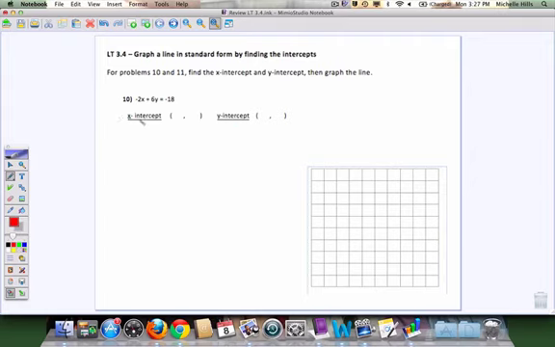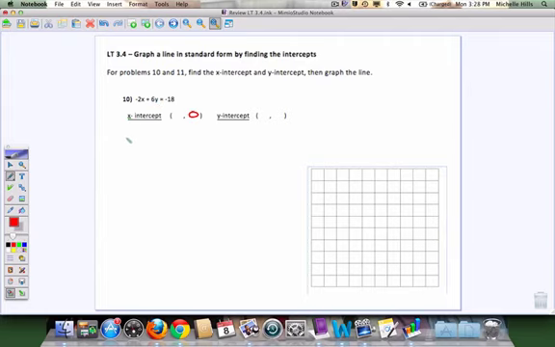As I explained in class, when a line crosses the x-axis, it's not above or below the x-axis at all, which means the y value is 0, because I haven't moved up or down at all. If I put 0 in for y, 6 times 0 is 0.